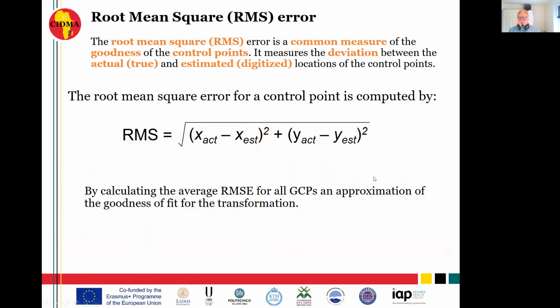The root mean square error is a measurement of goodness of fit of the control points, and it measures the deviation between the actual and the estimated position or location. And then it takes all of these. This is just the X for 1 point. And then if we summarize all the points, we will get a total RMS error.